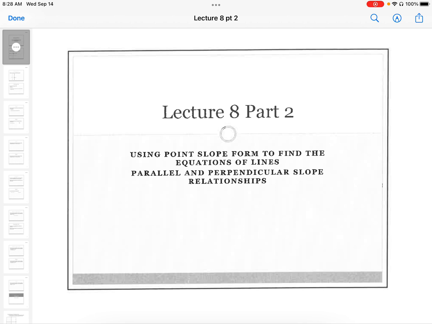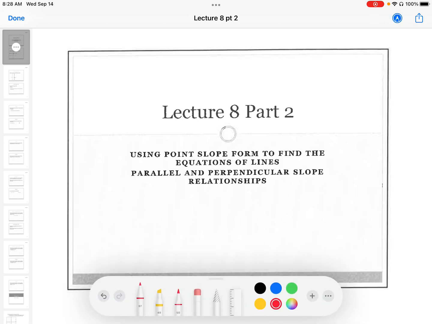Okay, we are doing lecture 8, part 2 today, which is going to be primarily talking about your point slope formula. And we're going to use that to find equations of lines. We are also going to talk about your parallel and perpendicular and how that relates to using your point slope formula in finding the equations of lines. And then we will finish that off with an example of a test question.